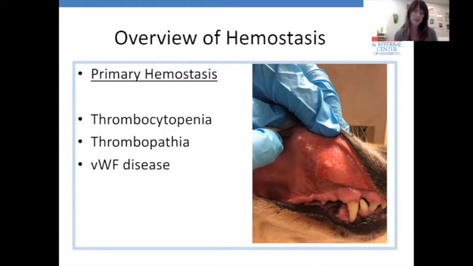Primary hemostasis disorders also include thrombopathias. When we talk about thrombopathia, we're really focused on a dysfunction of the platelet itself. And there are lots of things that can cause platelet dysfunction.